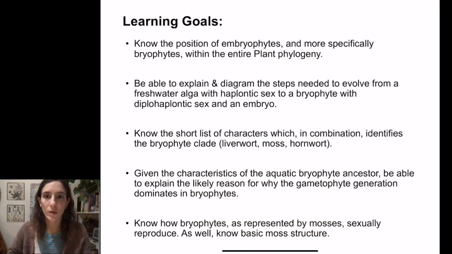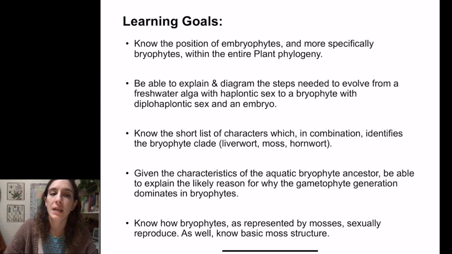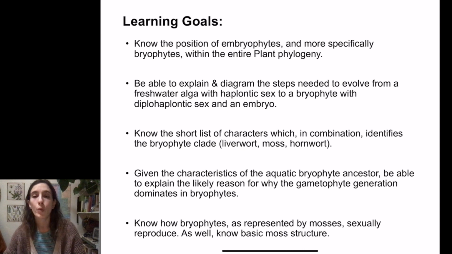Here are our learning goals. First, we will know the position of embryophytes and more specifically bryophytes within the entire plant phylogeny. We'll be able to explain and diagram the steps needed to evolve from a freshwater alga with haplontic sex to a bryophyte with diplohaplontic sex and an embryo.